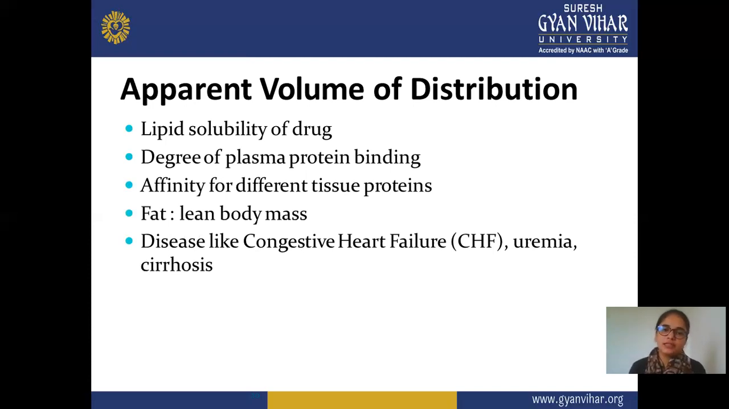Next is disease, like congestive heart failure. If a person is suffering from any disease or multiple diseases, in this condition the volume of distribution or the absorption procedure may vary. The volume of distribution is not similar. It may vary if a person has a severe disease like congestive heart failure, uremia or cirrhosis. So these types of disease conditions also affect volume of distribution and the uniform distribution of the drug.